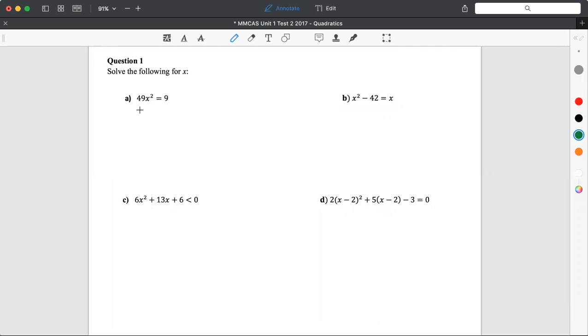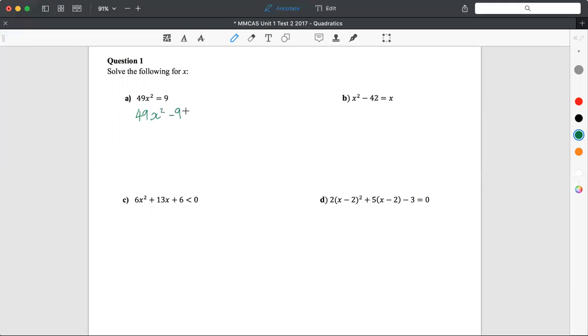This first one was interesting. A lot of people made an error, which was just that people were trying to bring the 9 over to the other side and then got 49x squared minus 9 equals 0. And then some people recognized that it was a difference of perfect squares, which is totally fine, but it's probably not the most efficient way to solve the problem. You could have done it that way. I'll just show people what that way is.